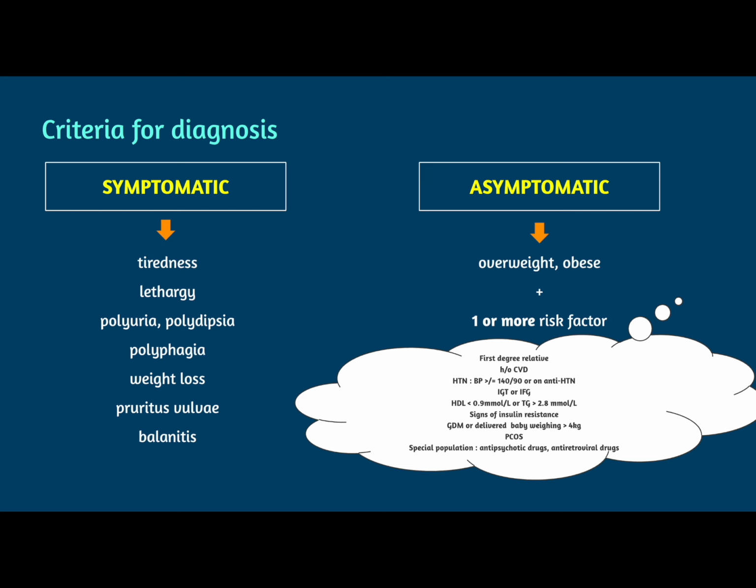hypertensives with BP of more than 140/90 or those already on antihypertensives, those with impaired glucose tolerance or impaired fasting glucose, those with dyslipidemia where they have low HDL levels and high triglyceride levels, anyone with signs of insulin resistance such as acanthosis nigricans, anyone having gestational diabetes mellitus or has delivered a baby weighing more than 4 kilograms, those with polycystic ovarian syndrome, and other special population which are on antipsychotic drugs and antiretroviral drugs. So these are the two scenarios where screening and diagnosis needs to be made.